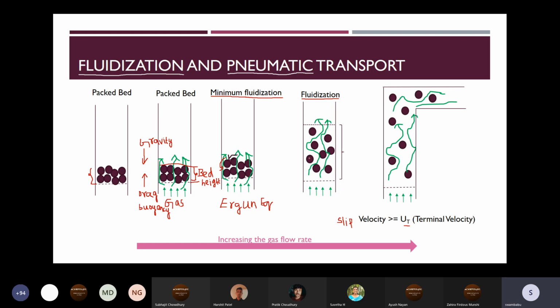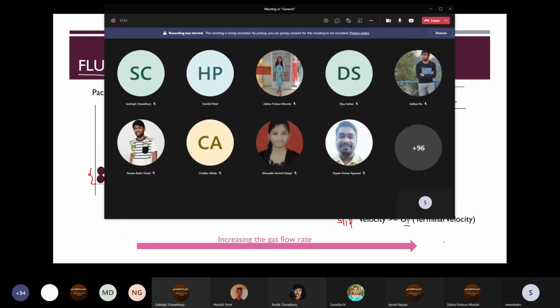If the velocity of the gas is much higher... Student, do you have anything to discuss? Otherwise, kindly mute. Harshit Patel, you wanted to ask something? Yeah, thank you.